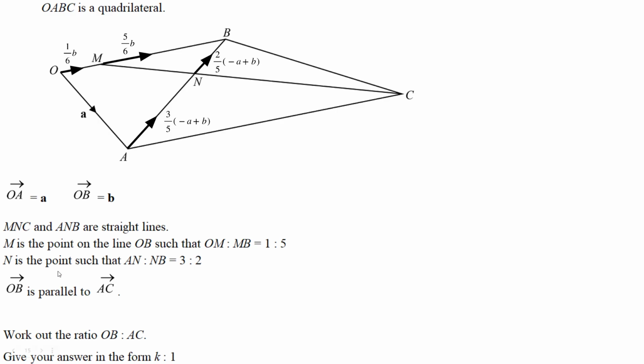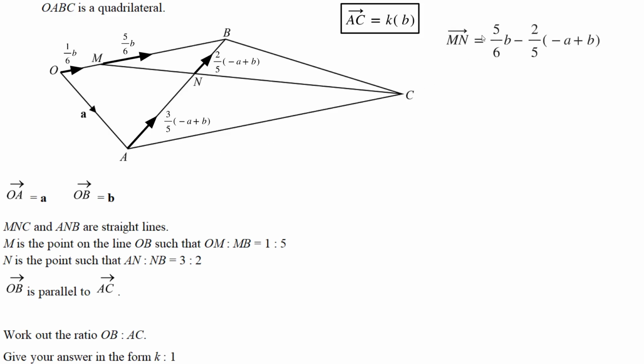OB is parallel to AC. And this is important because the fact that they're parallel means that there's a scalar multiple between them. So if this is B, we can say that AC is K lots of B. So just remember, because they're parallel, there's a scalar multiple between them. And if there's a scalar multiple between them, they're parallel. So it's vice versa. So if this is B, then this is some amount K multiplied by B.